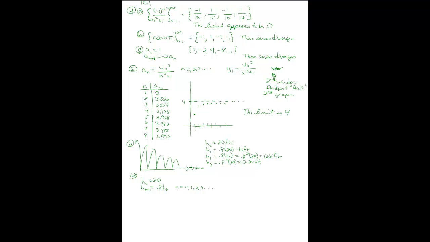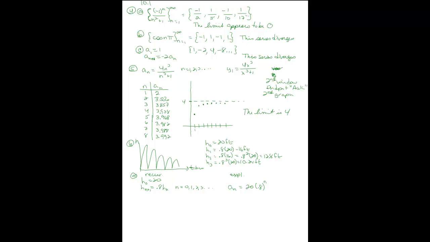The explicit formula, well, I basically wrote it right there when I was setting those up. This is my recursive. Here is my explicit. I need one formula that generates it. Well, we start out with 20, and then we have to times it by 0.8.